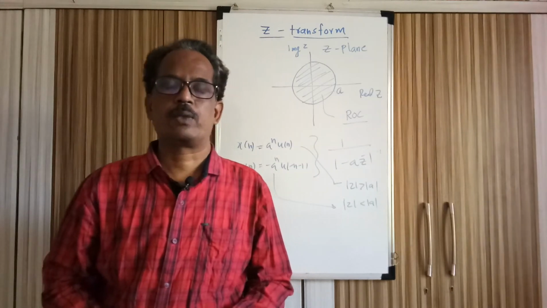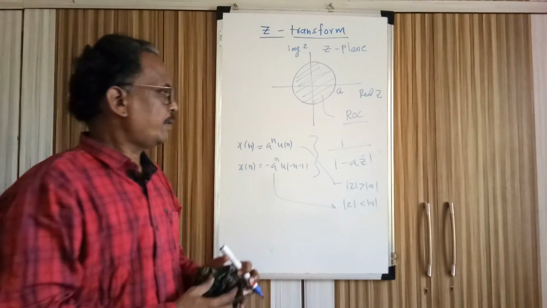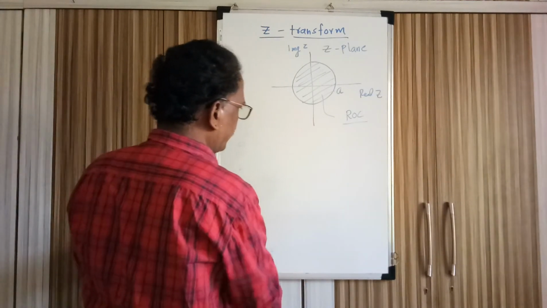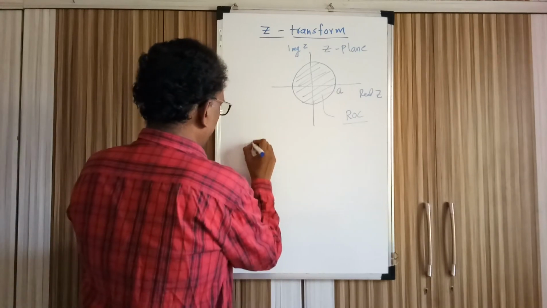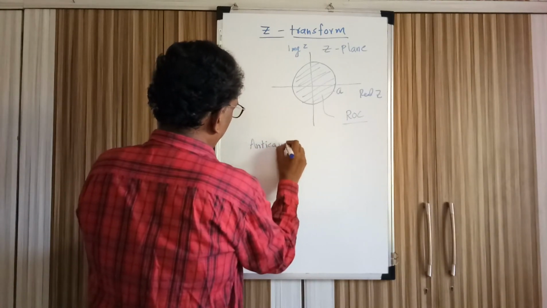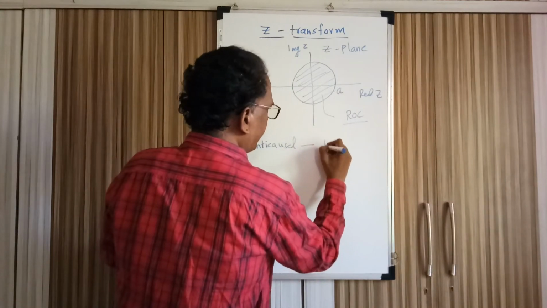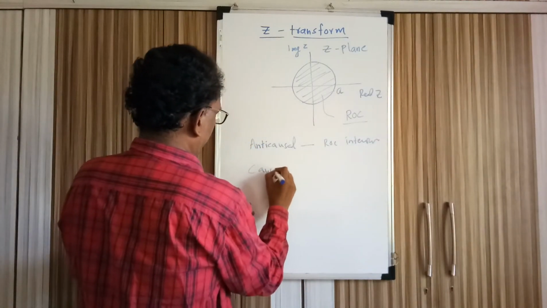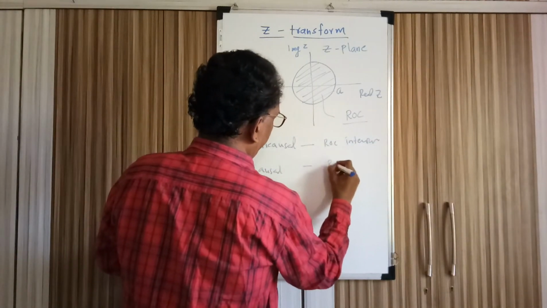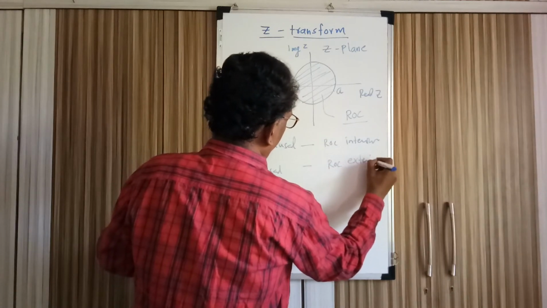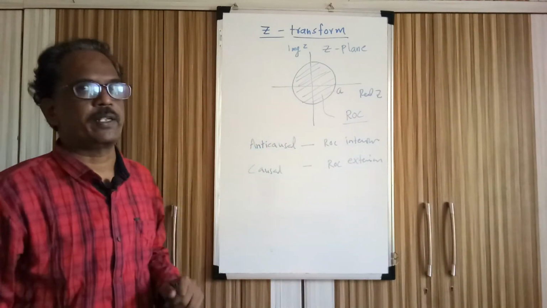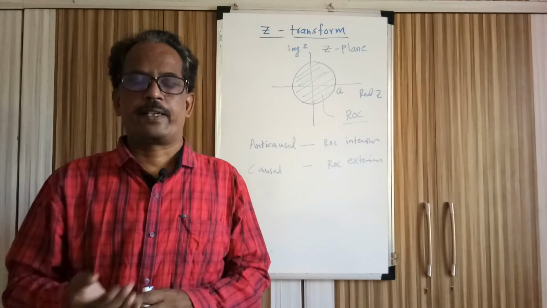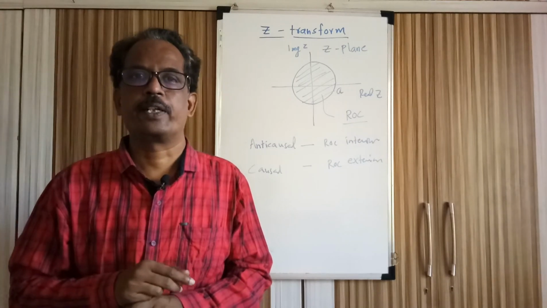Whenever you are finding the Z transform, you have to make a mention of the ROC. So the ROC is interior to the circle when the sequence is anti-causal, and the ROC is exterior to the circle when the sequence is causal. Whatever the circle is, for a raised to n u of n, if A is 2, it is outside the circle of radius 2. If A is, let us say, 5, it is outside the circle of radius 5.